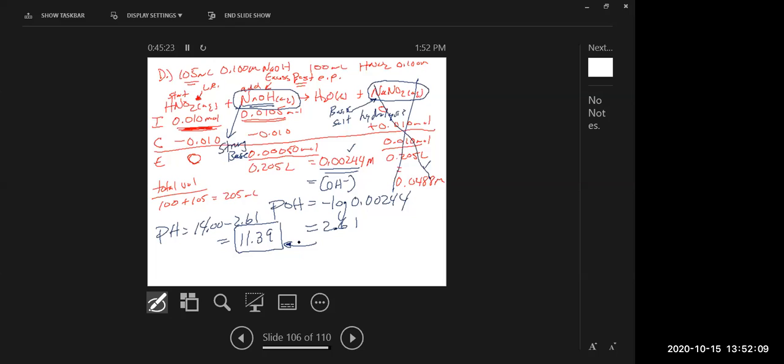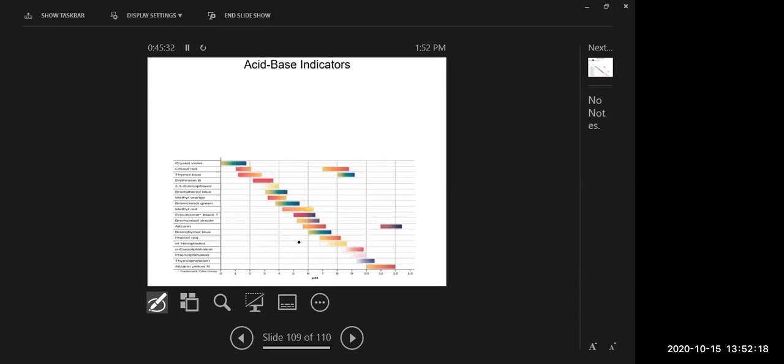Okay, so we might as well finish up this chapter. I think we have one last little thing to talk about, which is acids and bases and indicators. So let's talk about that.